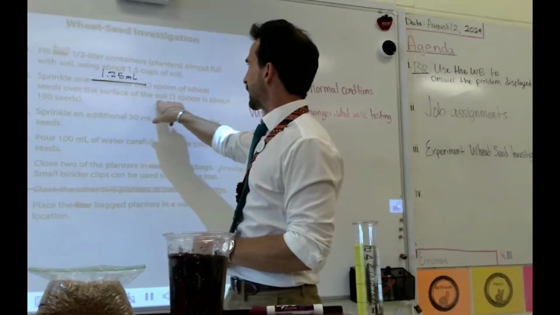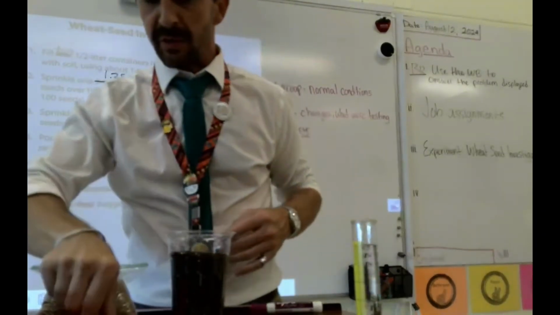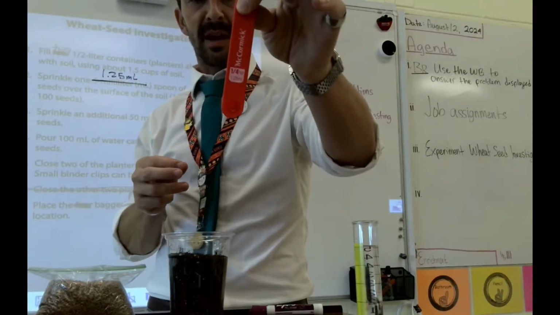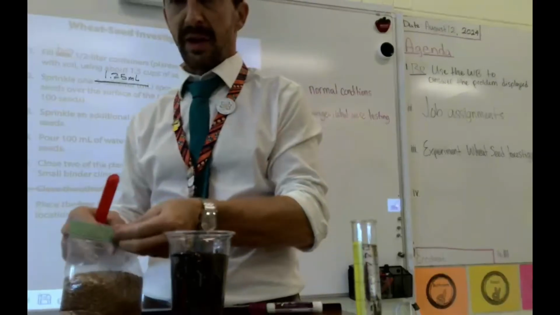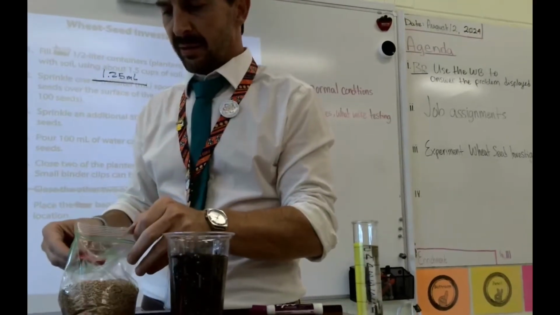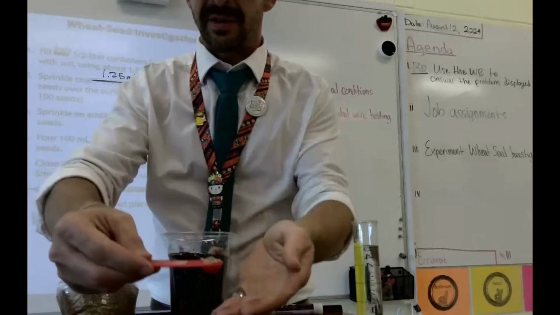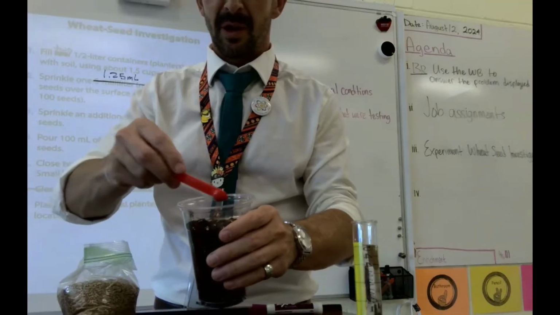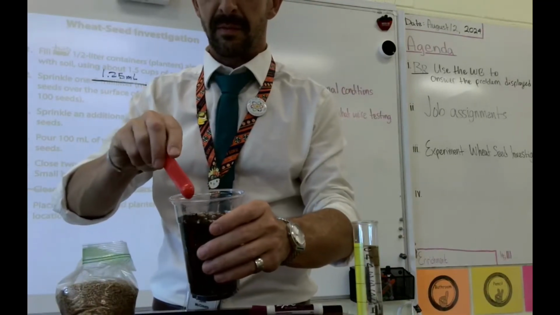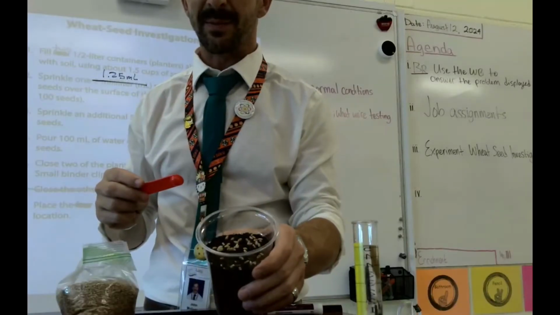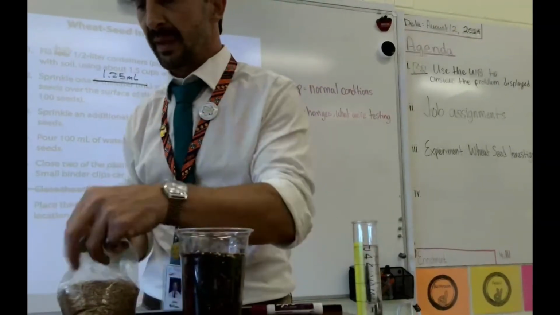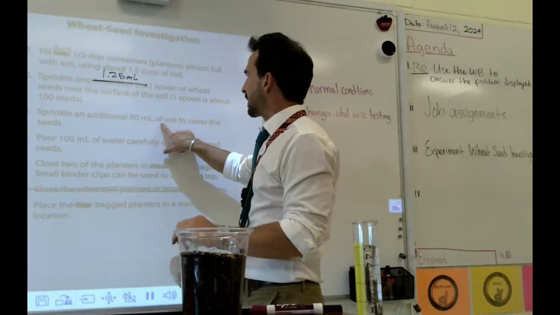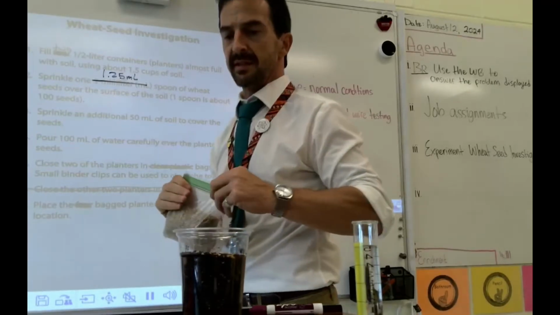All right. Step 2 in our directions says sprinkle 1.25 milliliter spoon of wheat seeds over the surface of the soil. So I have my 1.25 milliliter spoon here. Here are my wheat seeds. So I will take a scoop, and you can see right there, and we want to sprinkle these over the surface. Okay, so now we have a nice even spread of wheat seeds.